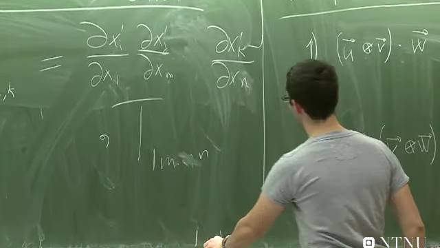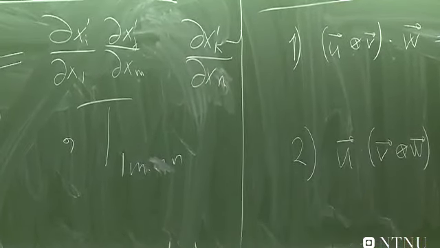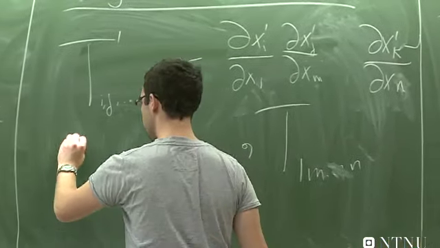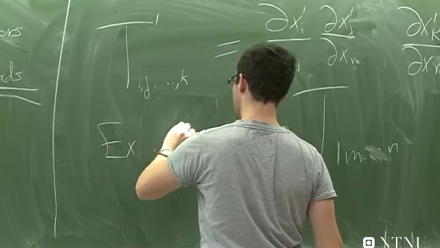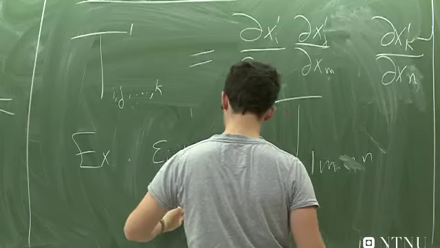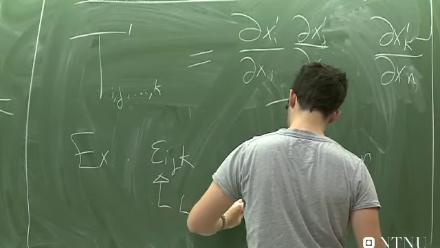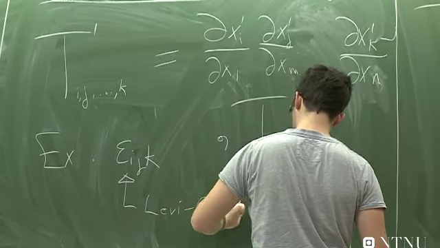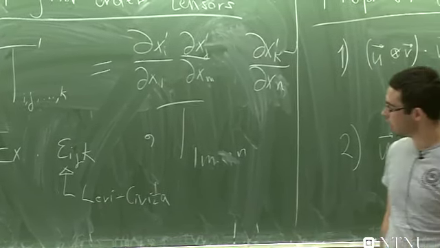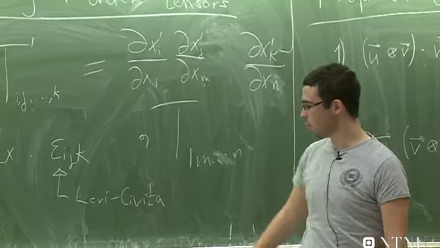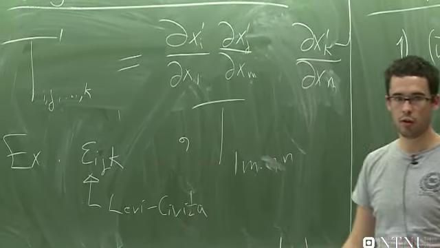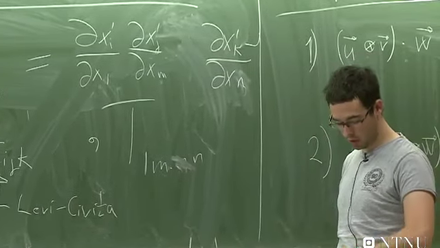And as an example of a higher order tensor, we saw the Levi-Civita symbol, which is also sometimes called the Levi-Civita tensor. And it's an example of a rank 3 or order 3 tensor because it has 3 indices attached to it.